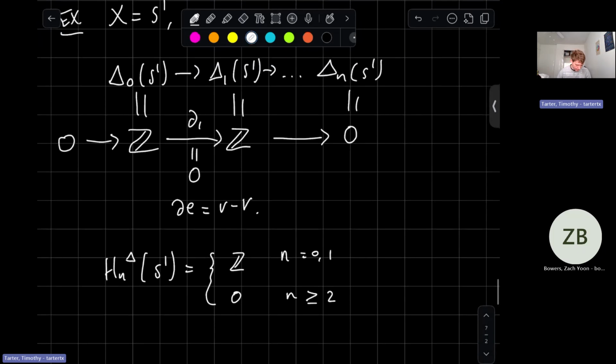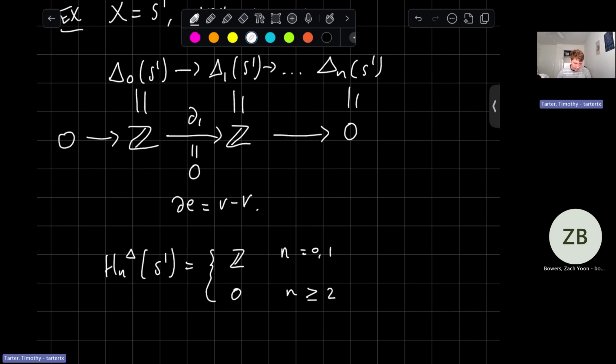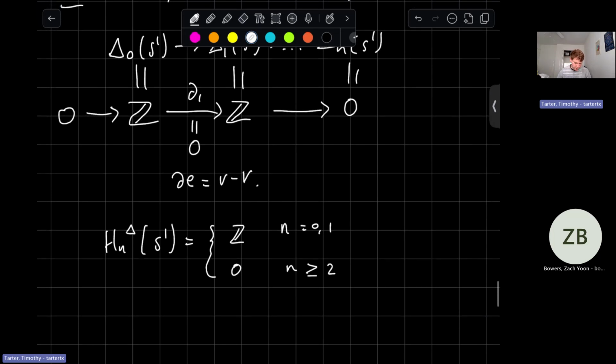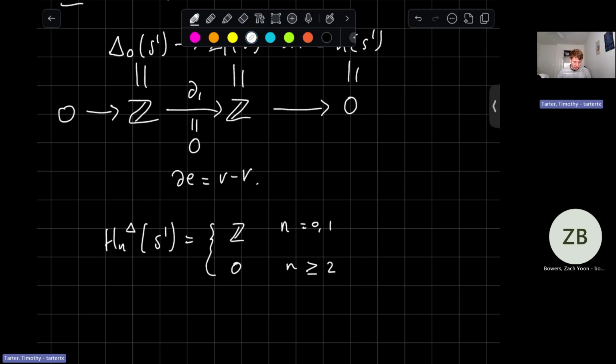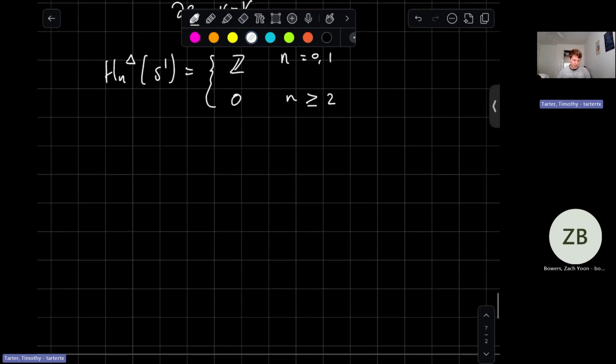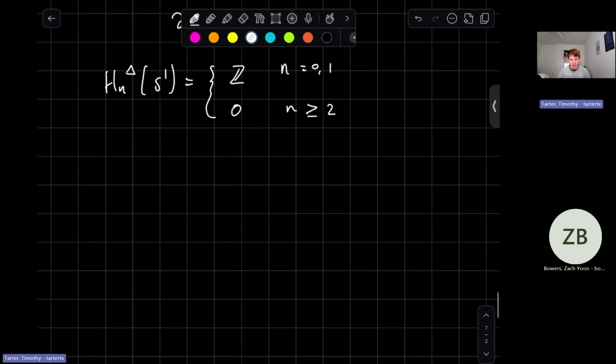Yeah, this is an illustration of the general fact that if boundary maps in a chain complex are all 0, then the homology groups of the complex are isomorphic to the chain groups themselves. Makes sense, because then it's kernel mod image.